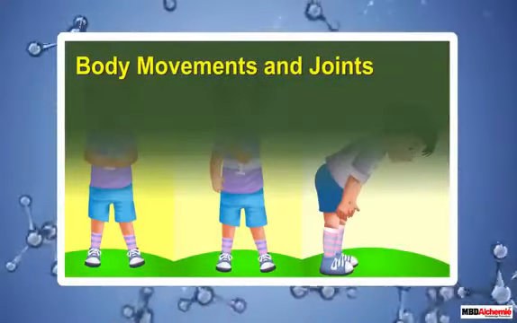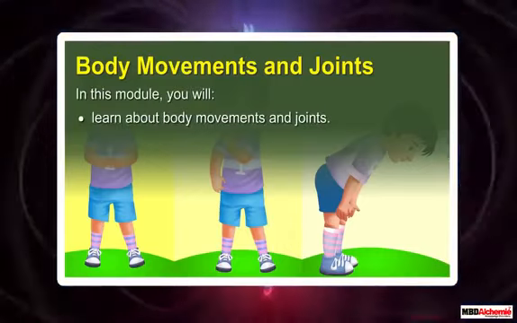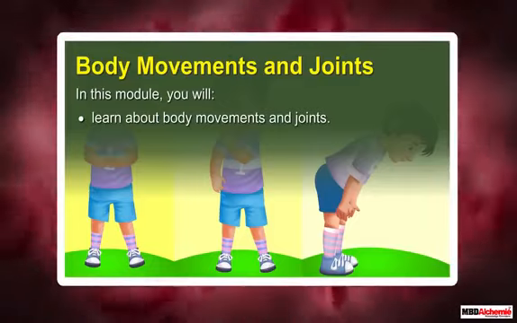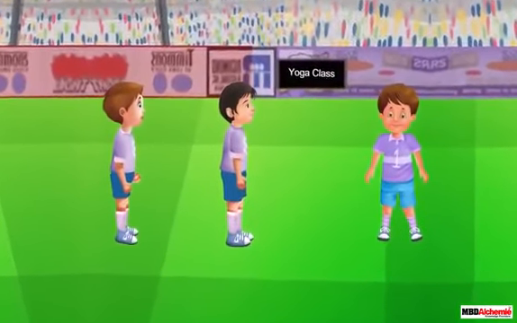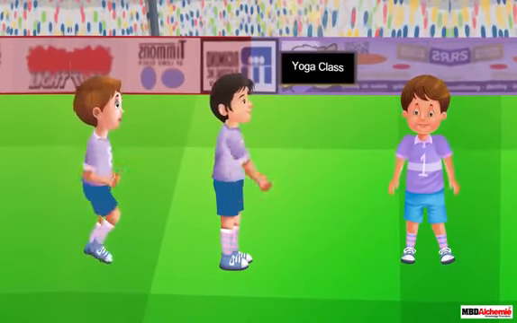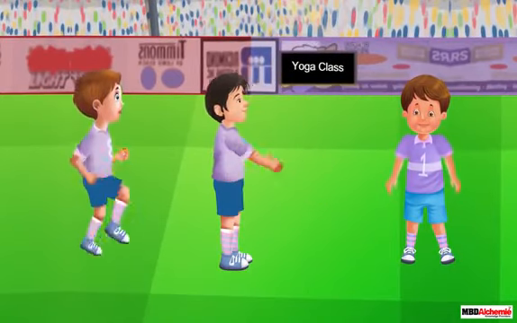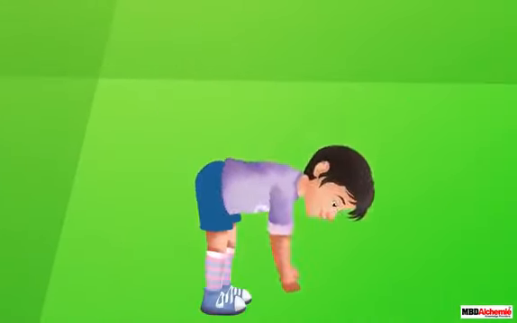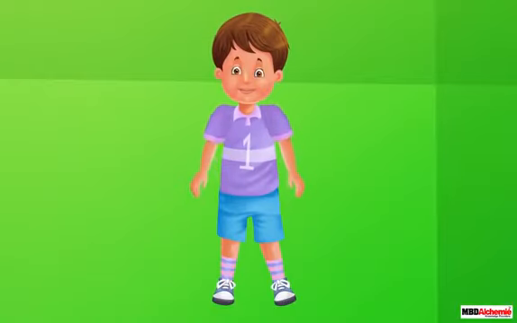Body movements and joints. In this module, you will learn about body movements and joints. You do different exercises in your yoga classes at school. For doing these exercises, you do different types of movements. For example, moving your arms and legs, forward bending, shoulder rotation, and many more.